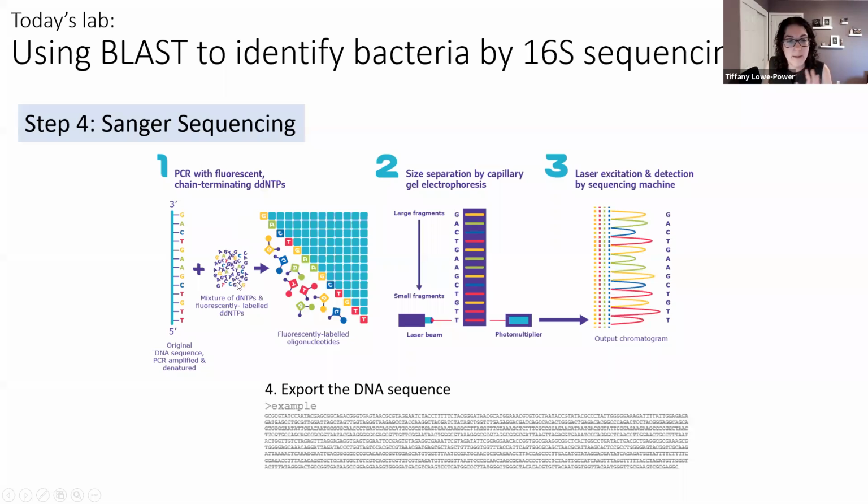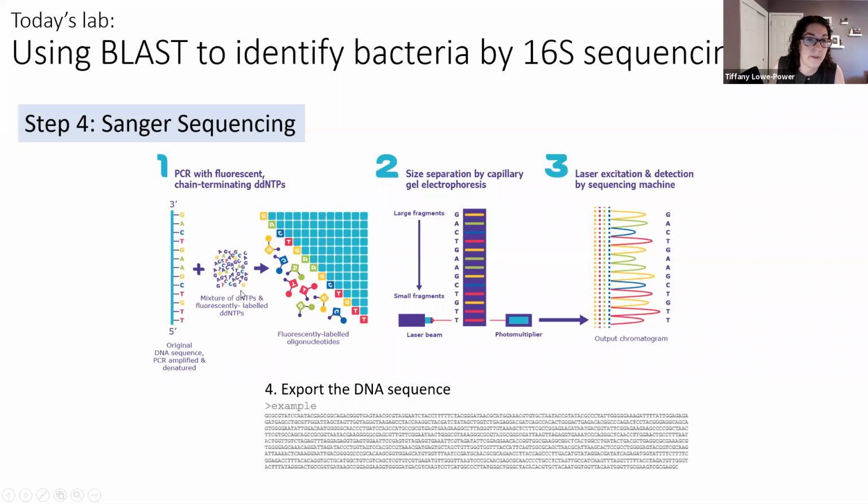And I'm gonna go through the details of this. Realistically, you will never put together this reaction, even if you do a lot of Sanger sequencing. Usually you just give someone else your DNA and the primer that you want to use, and then they do this whole reaction. But it's worth understanding how it works.